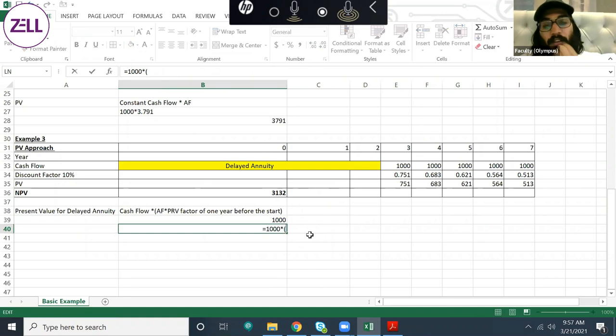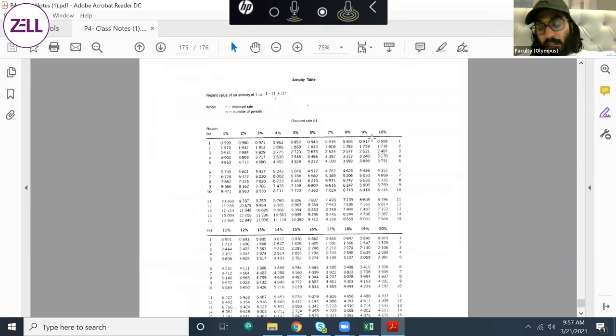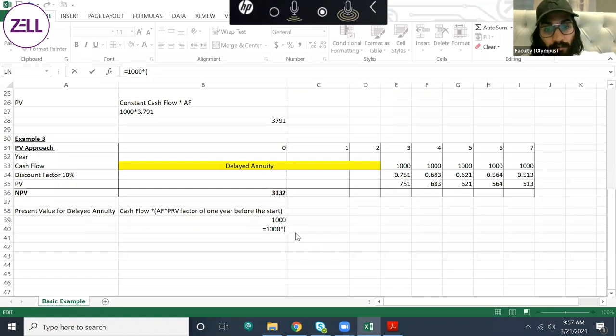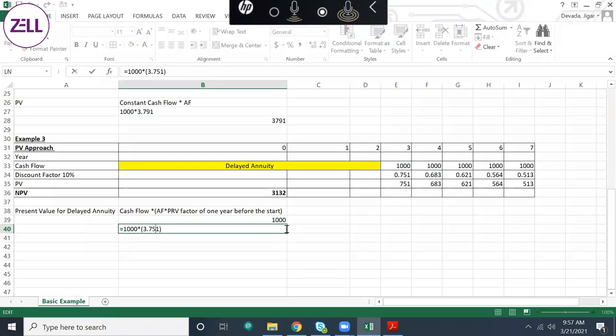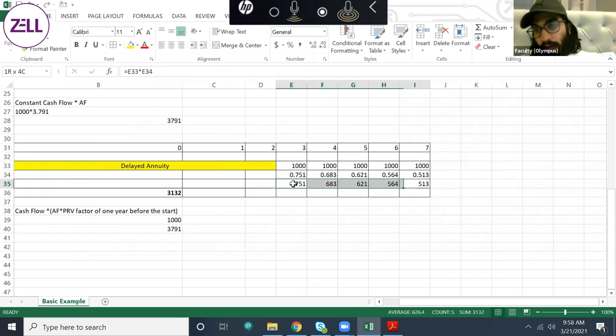Okay, multiplied by what is my annuity factor for 5 years? Because see guys, remember the annuity factor table given behind, I mean this table, it says number of repetitions. That means how many times is my cash flow going to get repeated? Five, right? Because if it repeats for 5 years then I have to discount 5 times. Okay, what is that? 3.791. Now guys, what happens is I have discounted this 5 years.